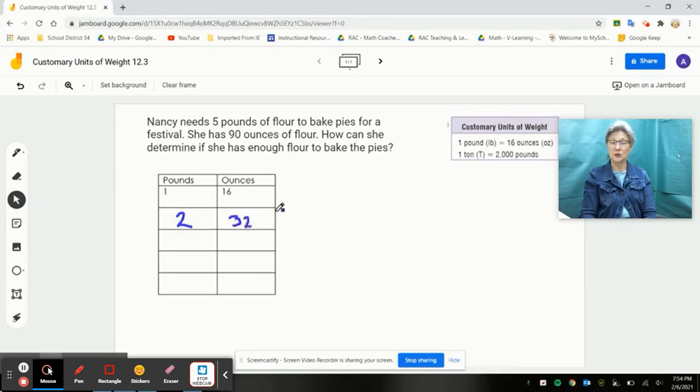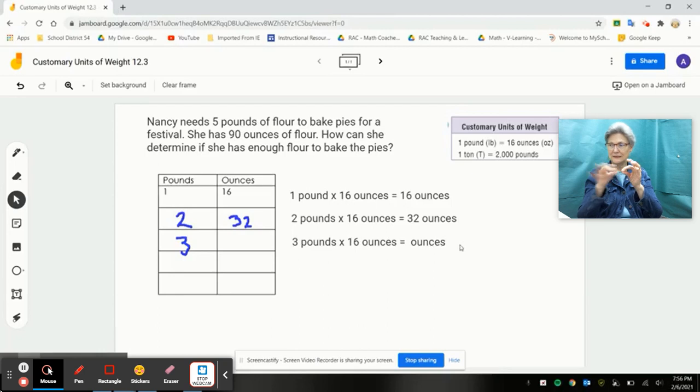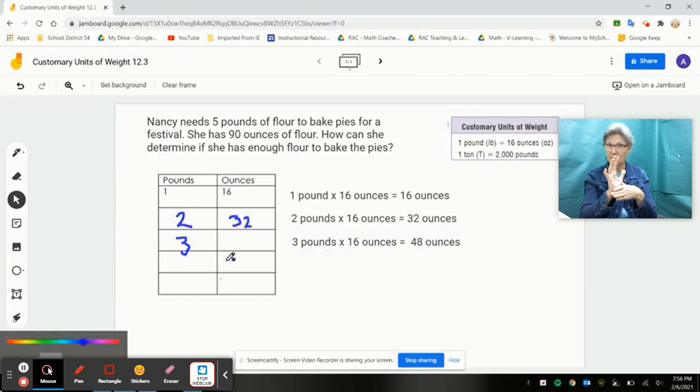And remember how we figured that out? We wrote it out as a multiplication. Okay, so then we would write our 3 pounds, and we'd again write it out as a multiplication sentence. In order to solve this, I could multiply 3 times 16, or I could add 16 to 32. Whatever strategy makes the most sense to you would get us, that's right, 48 ounces. Now, just like yesterday, I'd like you to pause your video and finish the chart.